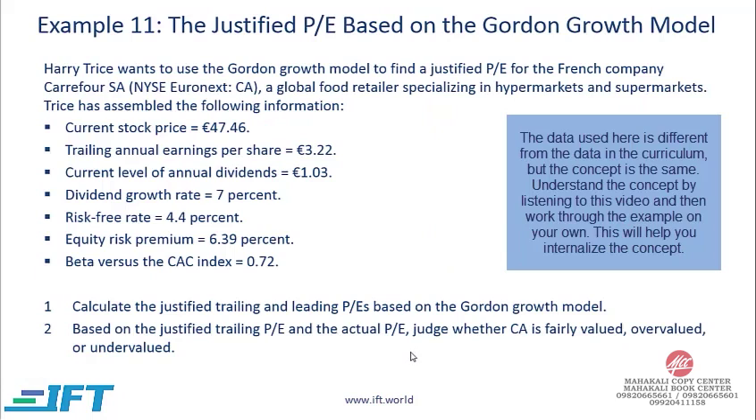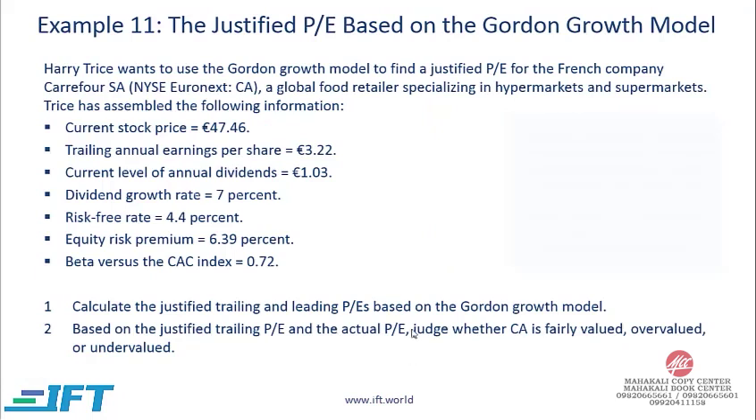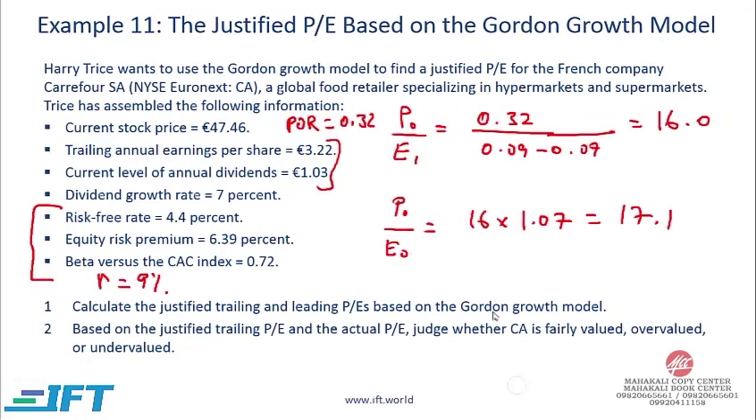Alright, so read this and try to solve example 11. So here is what you do. First thing is to compute the discount rate using CAPM, and you are given the relevant data. The discount rate you should get is 9%, the risk-free rate plus beta into the equity risk premium. Then you can compute the payout ratio given these two numbers.